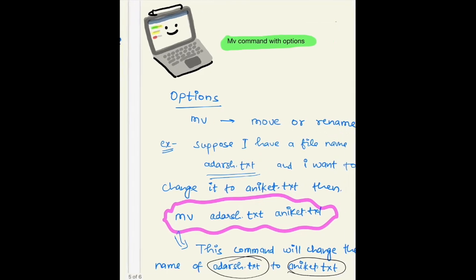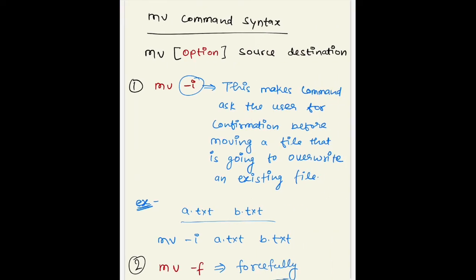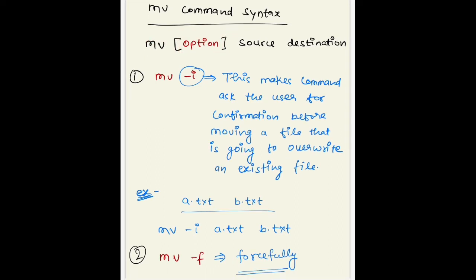Okay, so here I am. First we'll check the syntax of the mv command. If you check here, this is mv and these are options. We have multiple options, but I'll just tell you about four options here. This is mv, this is the option, this is our source file, and this is our destination file. So this is the proper syntax of the mv command that we need to use.